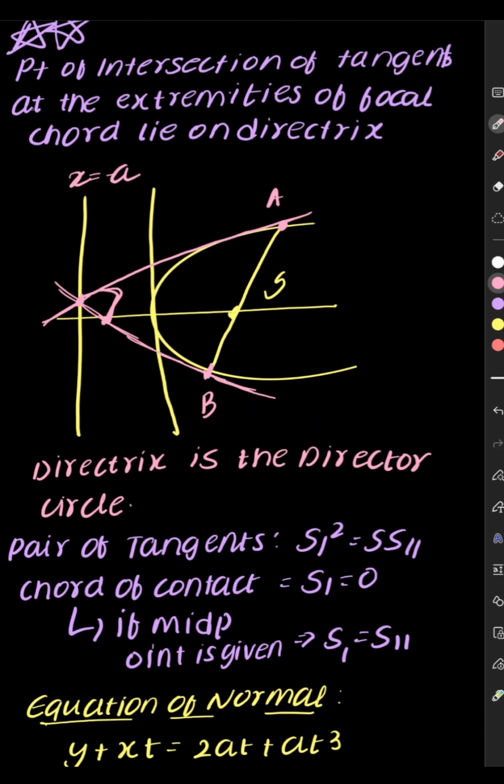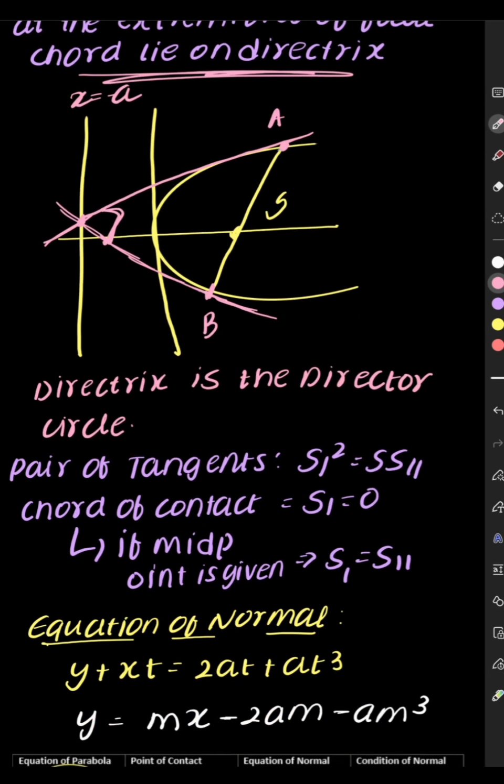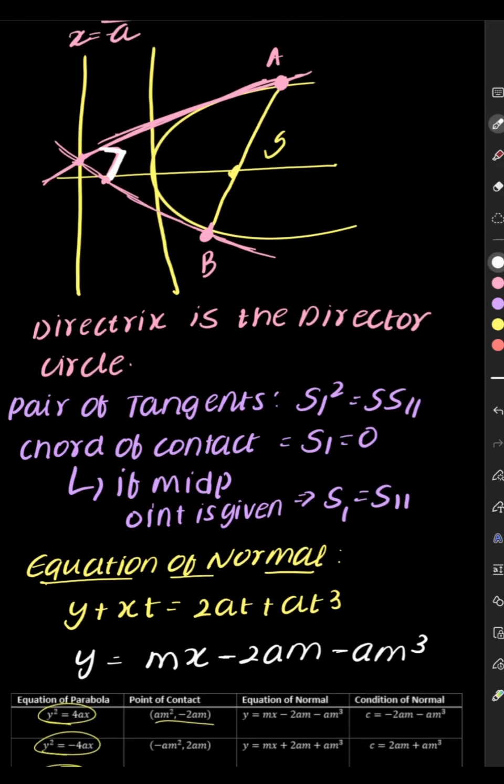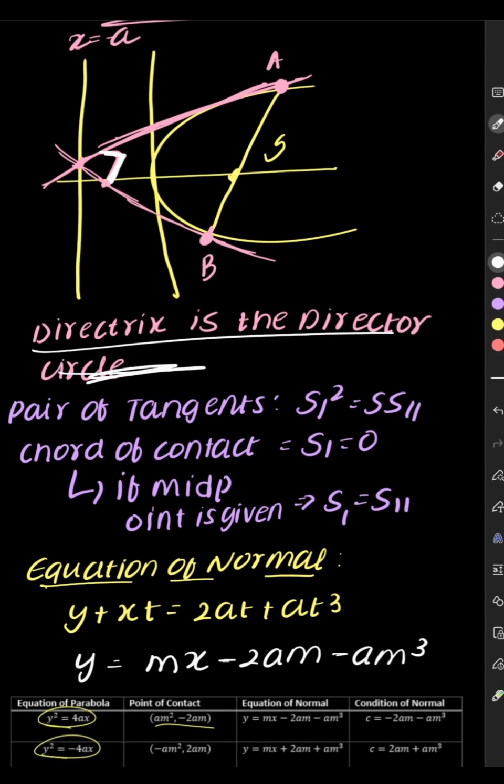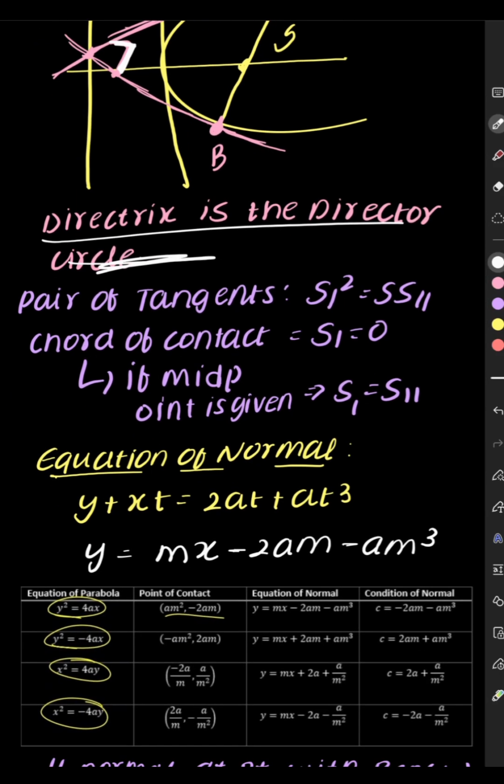The point of intersection of tangents at the extremities of a focal chord lies on the directrix. So if I drew 2 tangents from both extremities of a focal chord, they not only intersect at the directrix, but they also make a right angle. We defined the director circle in the last video, and we defined it as the locus of a point from which perpendicular tangents can be drawn onto the conic. This is the director circle. The directrix is the director circle for a parabola.